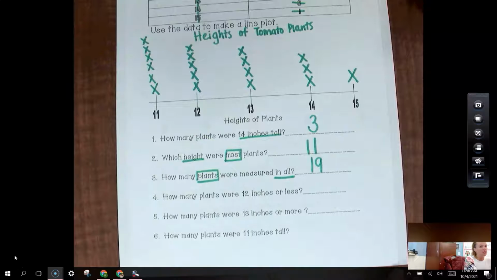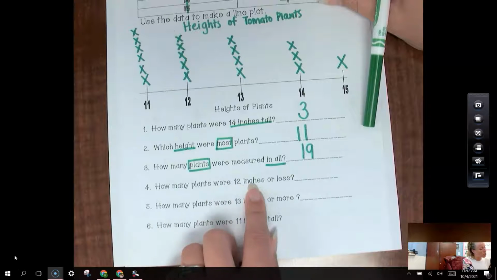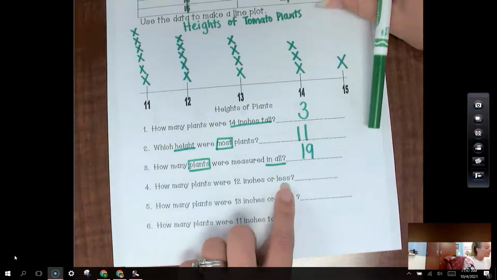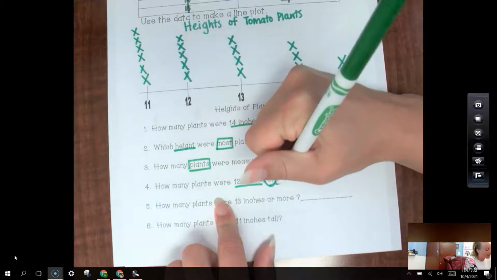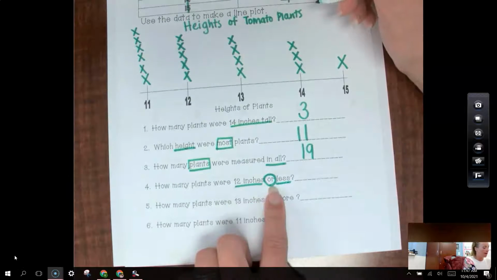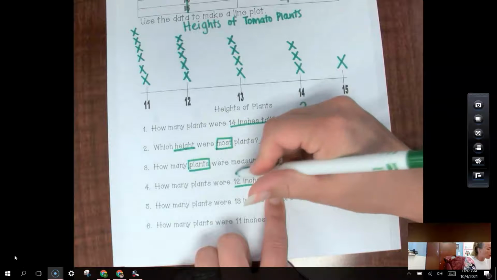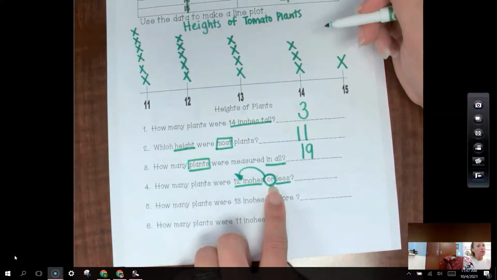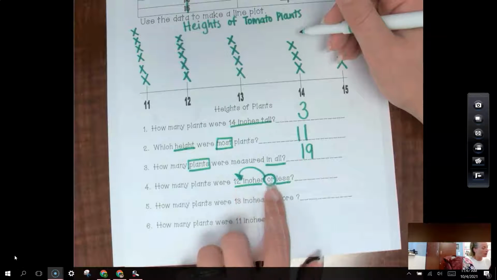Now these questions are the ones that are tricky. It says, how many plants were 12 inches or less? So, 12 inches or less. Or is very important, because if I see the word or, that means I have to count the 12. If I don't see the or, that means I do not count the 12. So 12 inches or less.